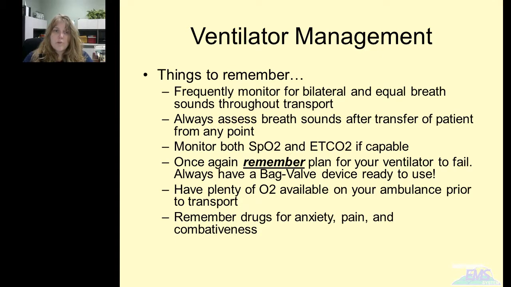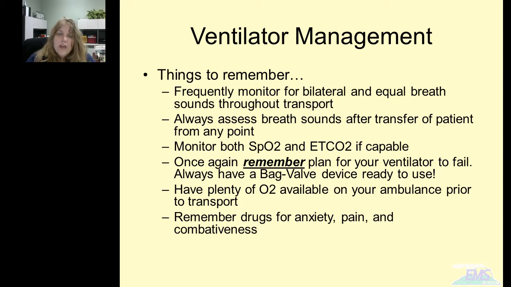Some things to remember: frequent monitoring for bilateral and equal breath sounds throughout the transport needs to be done. You want to always assess breath sounds after transferring the patient from any point. So if we take them from the bed to the cot, then we need to check and make sure that we have not lost that lung or that something has been displaced or dislodged. And monitor your pulse oximetry and especially your end-tidal CO2.